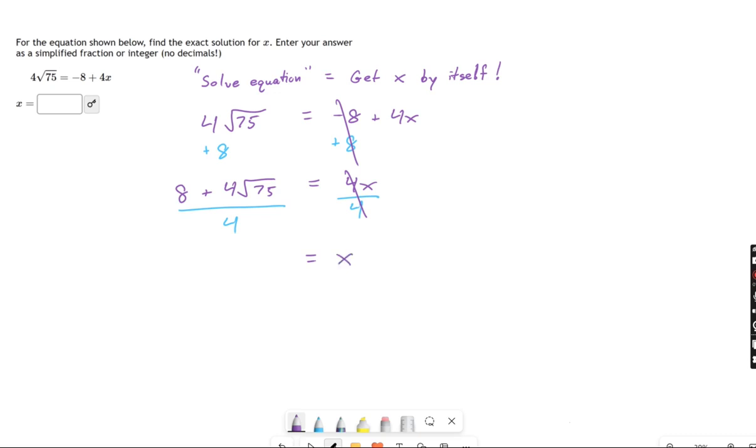And I can simplify this a little bit by dividing each of these numbers on the left by 4. I divide the 4 by the 4 is easy to see, but I also have to divide the 8 by the 4. So that's going to become a 2. So now I can write it like this: 2 plus square root 75 equals x. Now, if you put that in as your answer, it's probably going to be marked wrong because we could do more to simplify this thing.